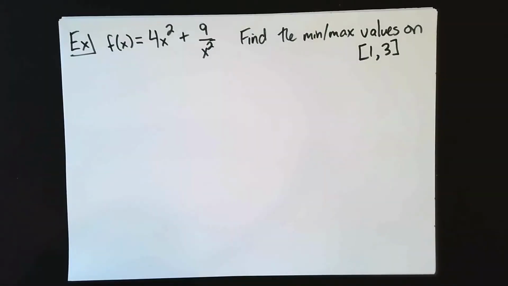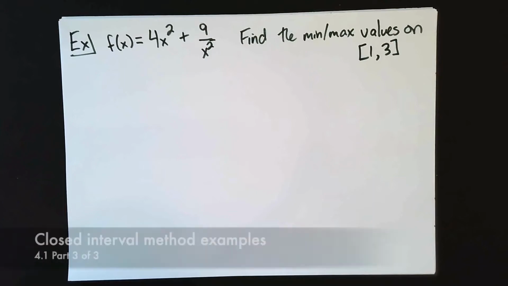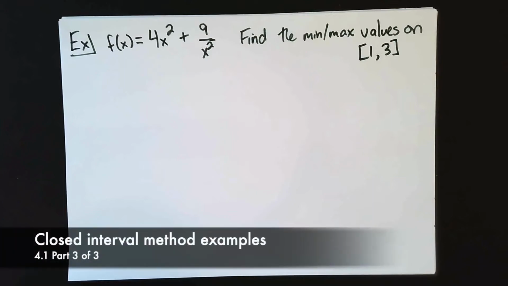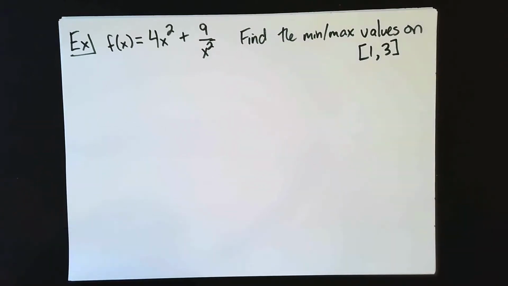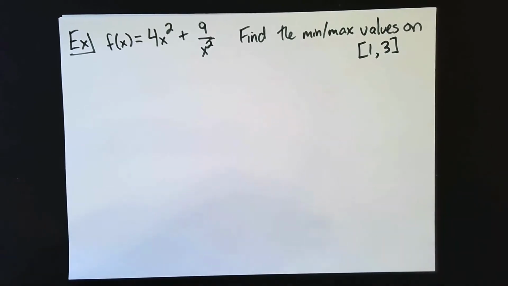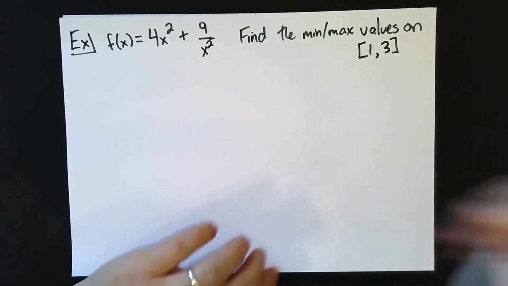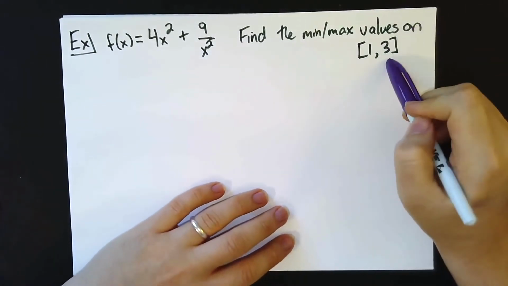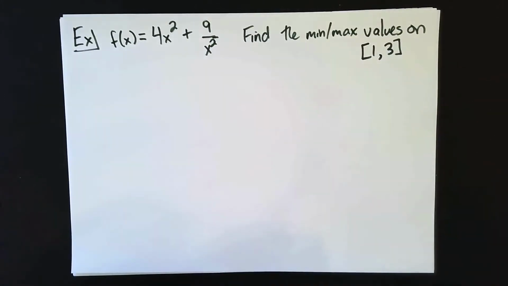Welcome back, everyone. In today's video, we're going to do some more examples of applying the closed interval method. Today's examples focus on functions that require dealing with fractions, or the product rule or the quotient rule, that kind of thing. Okay, so here's a function, and we want to try and find the min and max values of this on [1, 3].